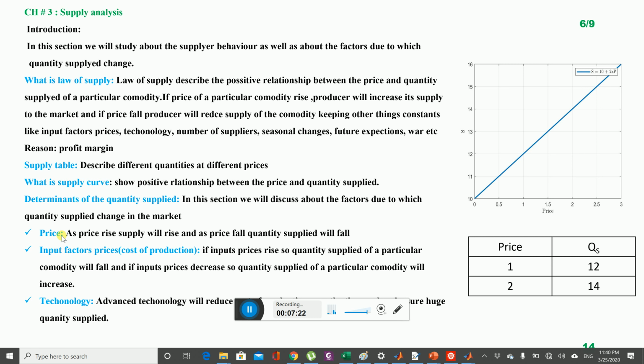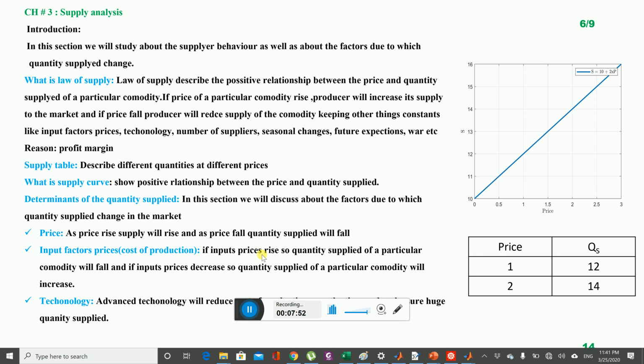The very first factor is price. As price increases, the quantity supplied of a particular commodity will increase, and as price decreases, the quantity supplied of the particular commodity will decrease. We discussed this in the law of supply in detail, and the major reason for this positive relationship between the price and quantity supplied is profit margin. The second one, input factor prices, meaning cost of production.